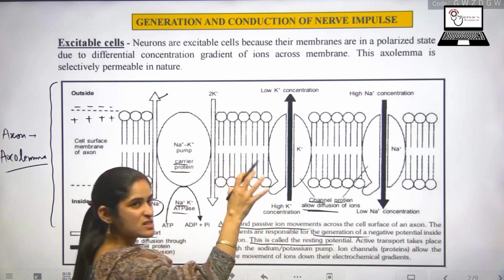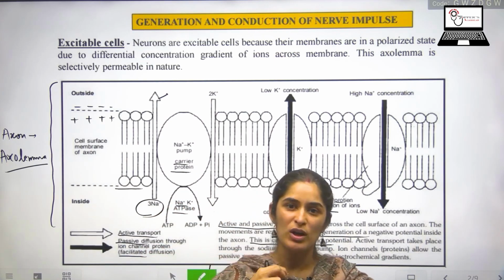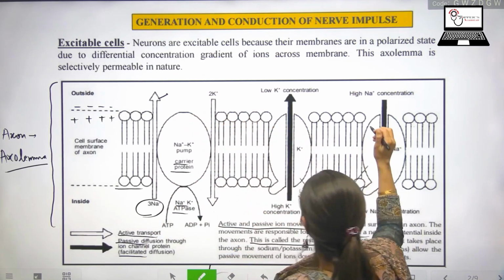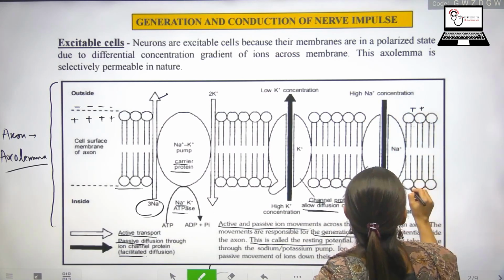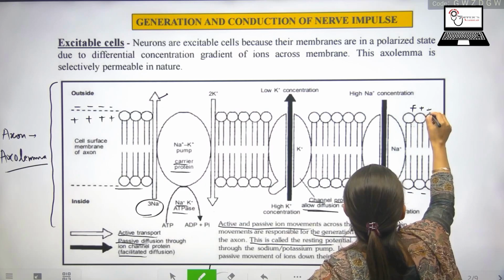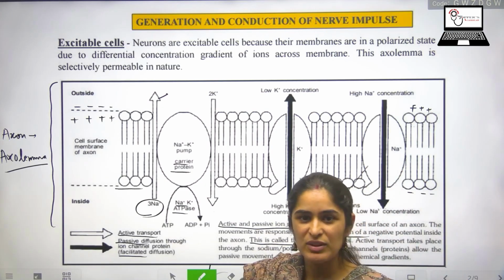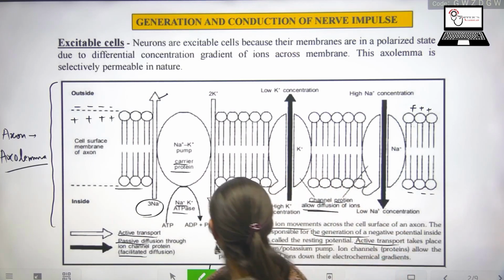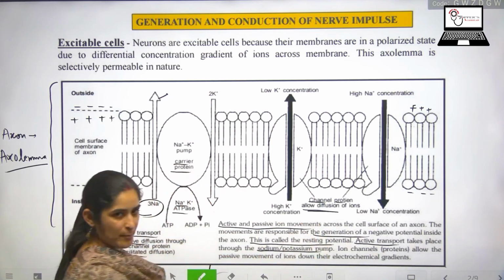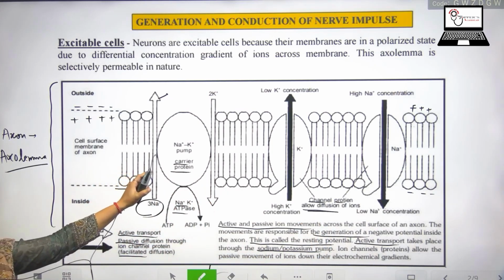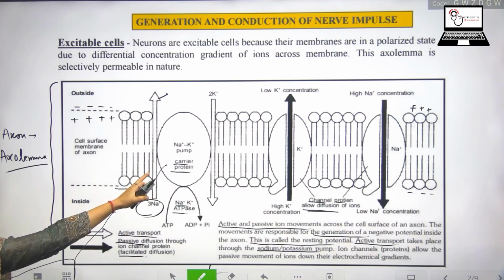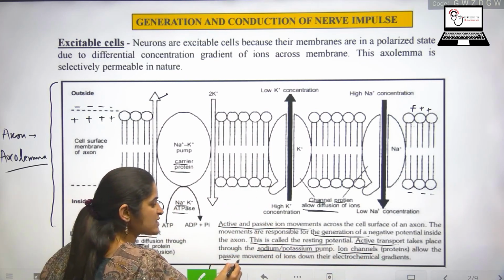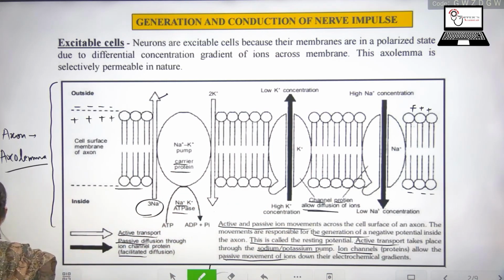When the membrane is polarized, what do we mean by the polarized state? In the polarized state, the outside of the membrane is positively charged and the inside of the membrane is negatively charged. If this condition of the membrane is there, then we can say that the membrane is polarized. Got it? The active transport takes place through the sodium-potassium pump, and the ion channels allow the passive movement of ions down their concentration gradient.